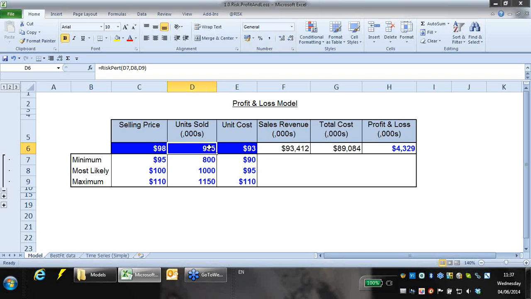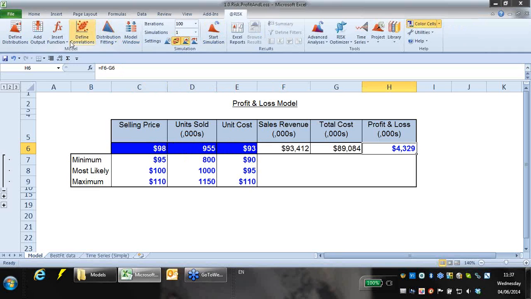Of course, technically this should really be a discrete distribution rather than a continuous distribution, because you don't tend to have decimal places for units sold, but that's a minor detail that I shan't go into now. So I've got a distribution for my selling price, for my units sold, and for my unit cost.